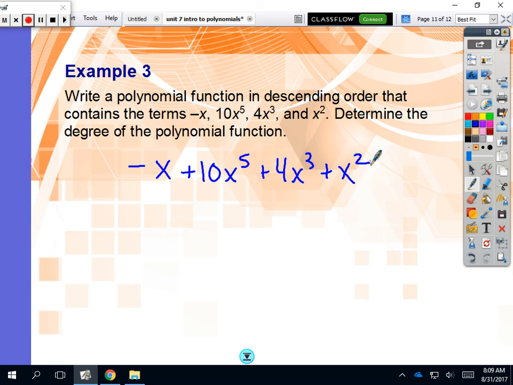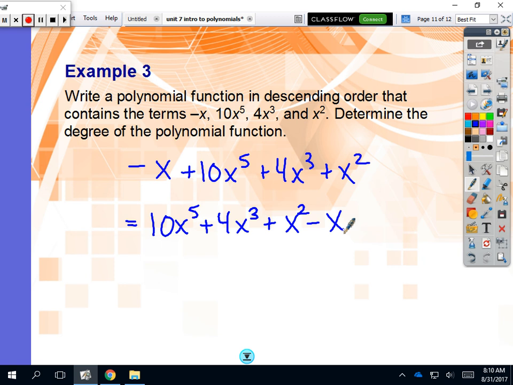But I want it in descending order. This is not, because the highest power is 5. So I'm going to write 10x to the 5th. My next highest power is 4x cubed, so I'll write 4x to the 3rd. And then we go with x squared, because the next highest power is the 2, and then we'll put the minus x at the end.